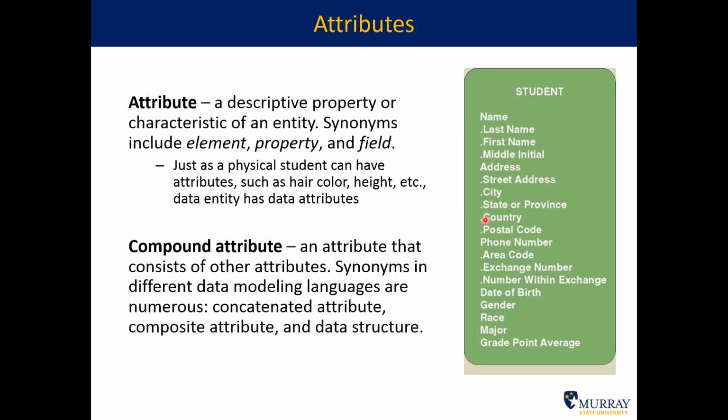Okay, so some attributes are compound. So what are some other compound attributes here in this entity called student? Just take a look at this. So some other compound attributes that you see is address, that consists of the following parts, and then phone number, that consists of area code, exchange number, or number within exchange. Okay. So compound attributes are complex attributes, and the reason we know they're compound is because they're using this dot notation.